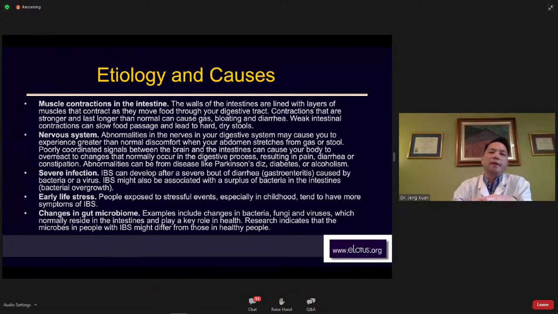Then we'll talk about when someone has a severe infection. IBS can develop after a severe bout of diarrhea, so gastroenteritis caused by bacteria or a virus. IBS might also be associated with a surplus of bacteria in the intestine, so basically it's bacterial overgrowth. Stress can be another cause. And also, if there's a change in the gut microbiome, then that can also cause IBS.